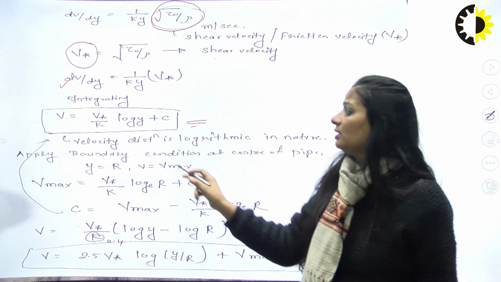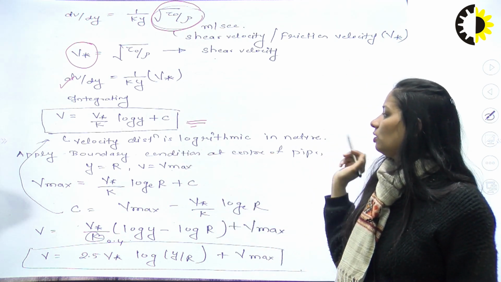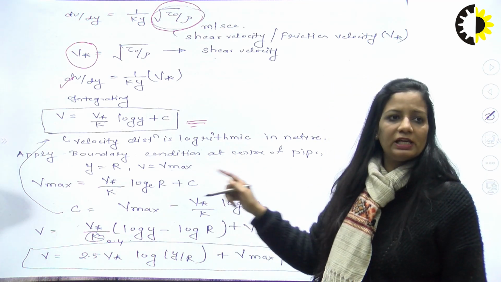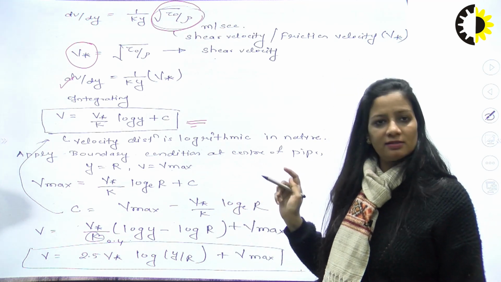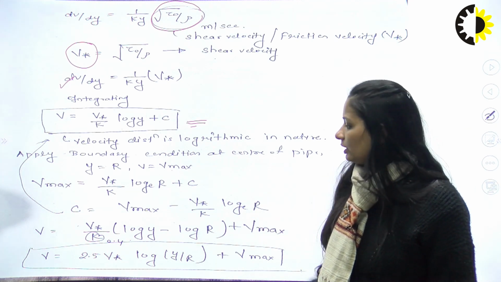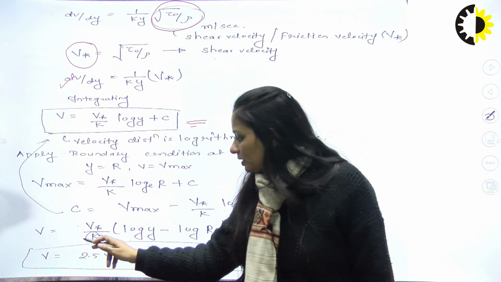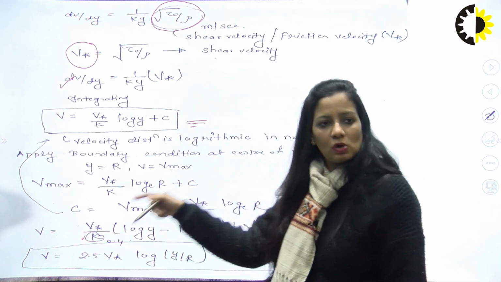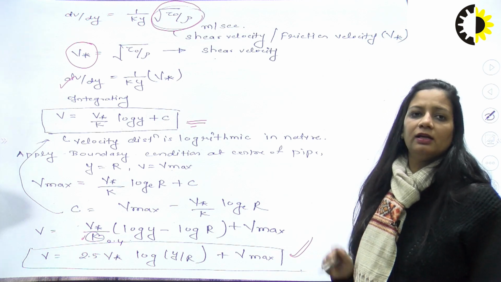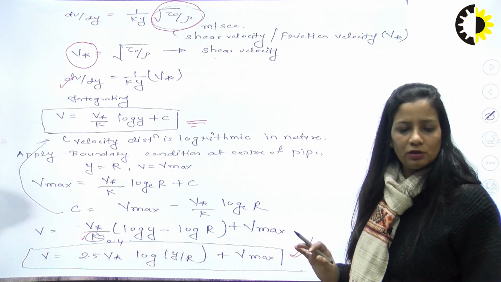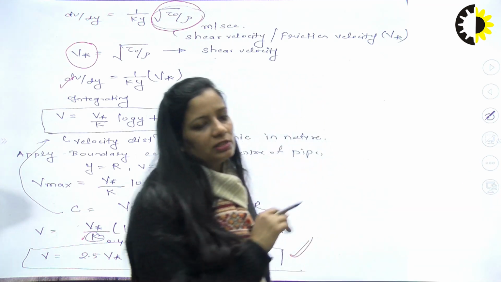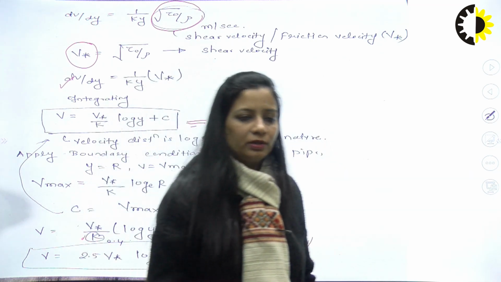Here you can see the velocity distribution is logarithmic in nature. Apply the boundary condition y equal to capital R, where you get V max. Get the value for c and put it in this equation. Put the value of kappa as 0.4, solve it further, and you are going to get the final velocity equation in this particular form. So that is all for today's lecture. We'll continue this topic in the next lecture. Jai Hind everyone.